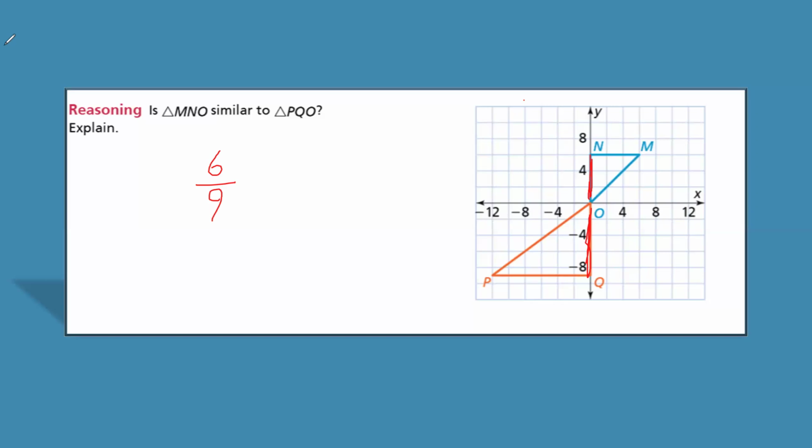The other 2 sides, here, 1, 2, 3 over 1, 2, 3, 4, 5, 6. 3 over 6. Let's simplify them. 3 over 6 equals half. 6 over 9 equals 2 over 3. Are they the same ratio? No. The ratio between them is not the same. So are they similar? No, they are not. No, they are not similar.